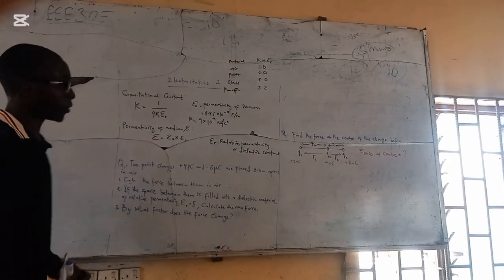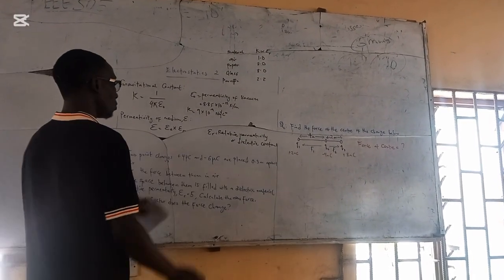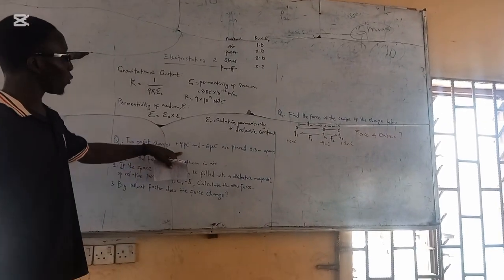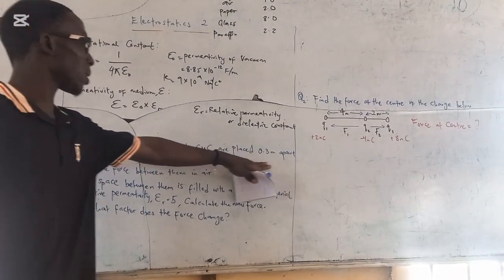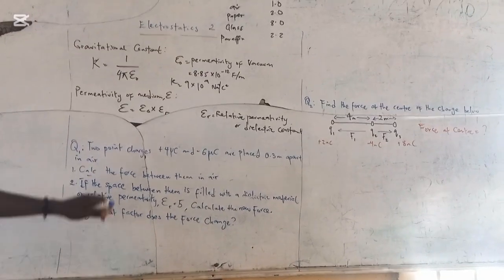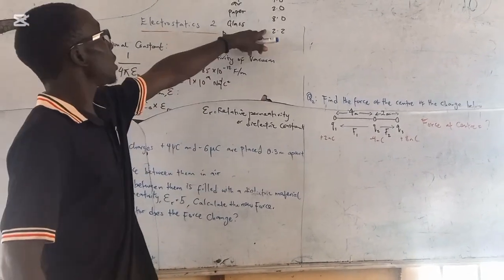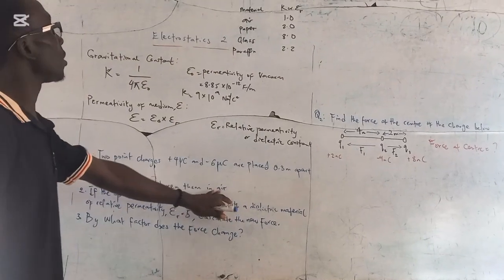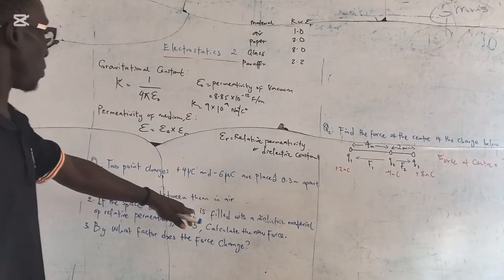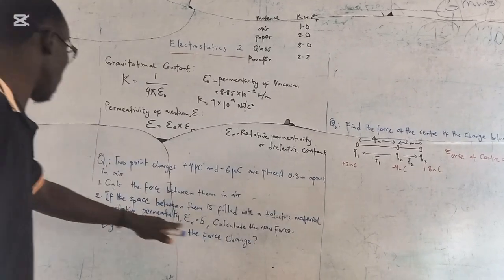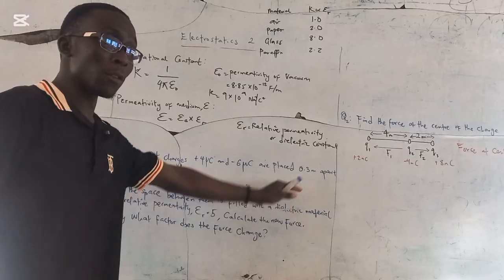Now without wasting much of our time, let's go through the questions. We have 2 point charges, plus 4 microcoulomb and minus 6 microcoulomb, placed at this distance. We are asked to calculate the force between them in air. This is where the relative permittivity comes in. After that, we check the case where the space between them is filled with a dielectric material of relative permittivity 5, so we are going to calculate another force.